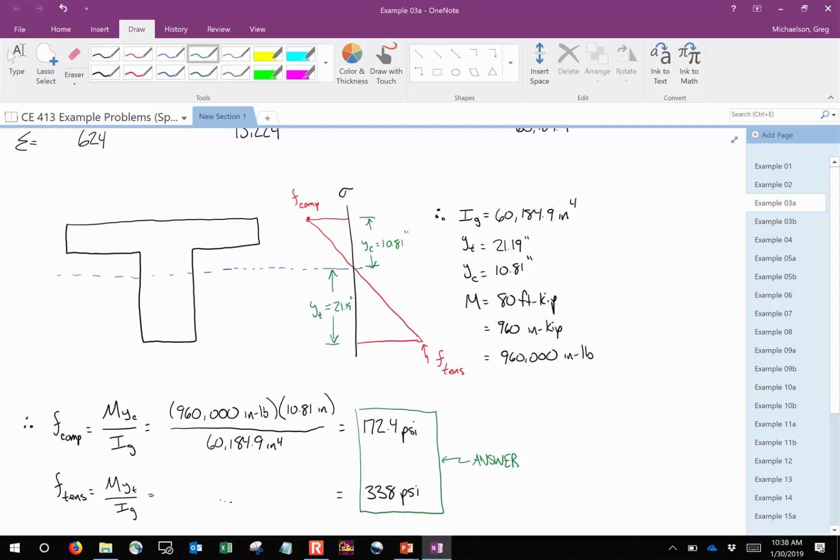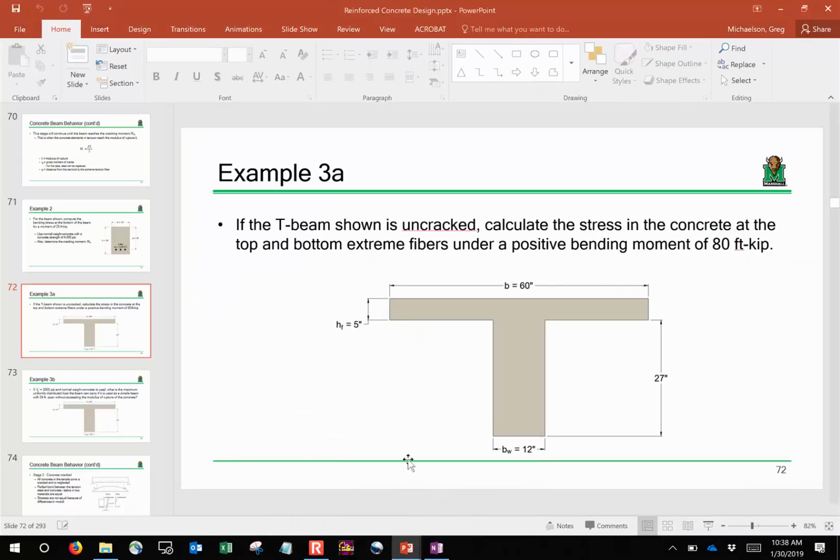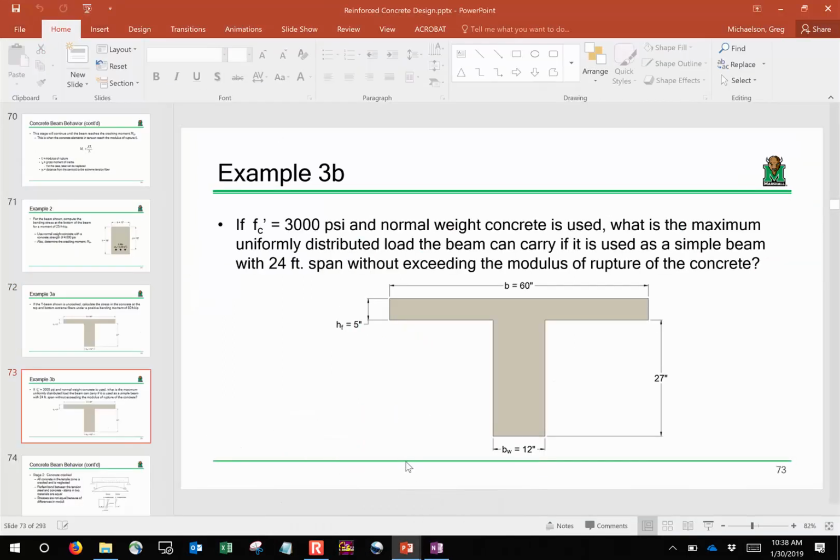Anything else? This is good stuff. All right, let me go back to the slideshow because there's a follow-up to this. It's a little bit shorter, but I want to make sure everybody's clear on this. So this is taking what we did at the end of example 2 and extending it forward just a little bit.